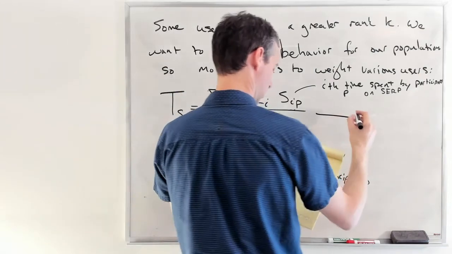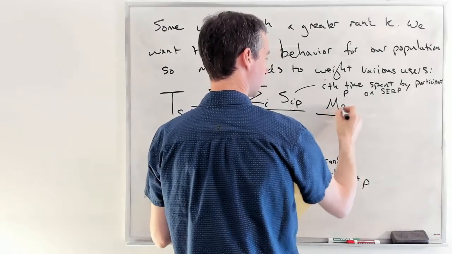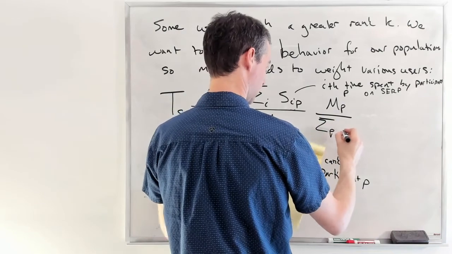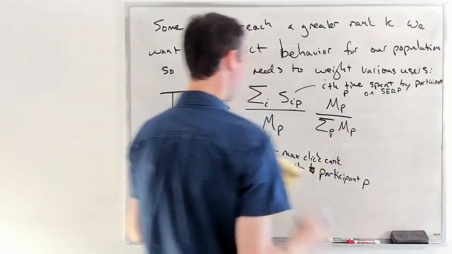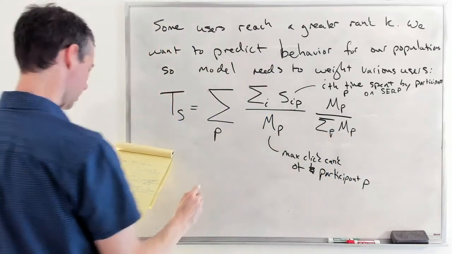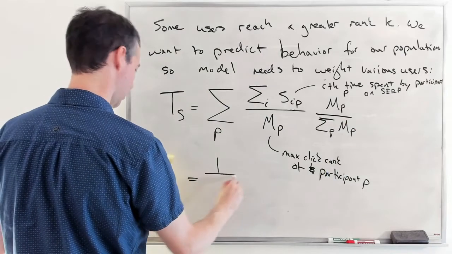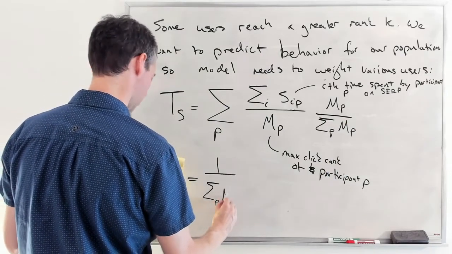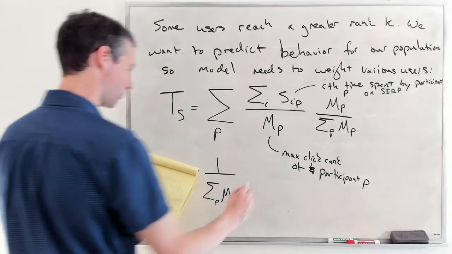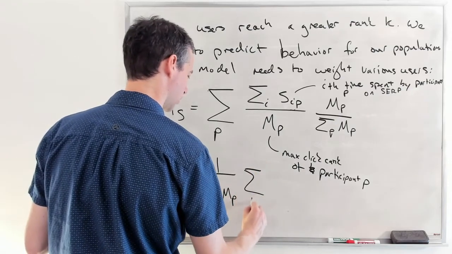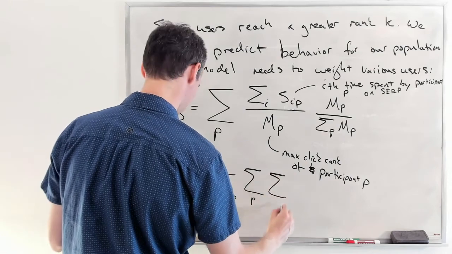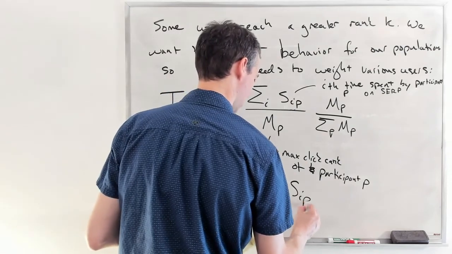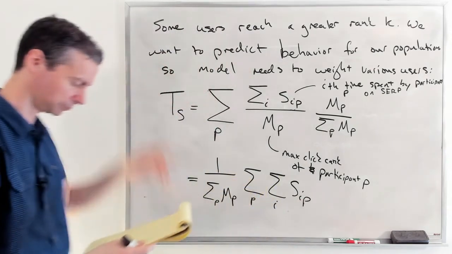Then we'll have that maximum rank, and we'll again sum up this M_P here. This simplifies down to simply 1 over the sum of the maximums for the participants, and then a summation over the participants and a summation over all the times viewed and their times on those SERPs.